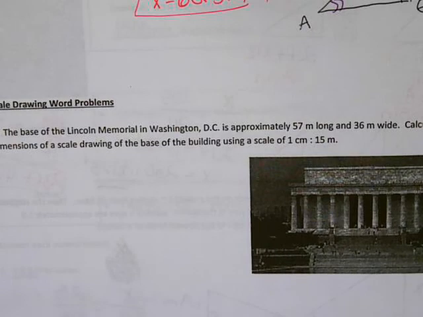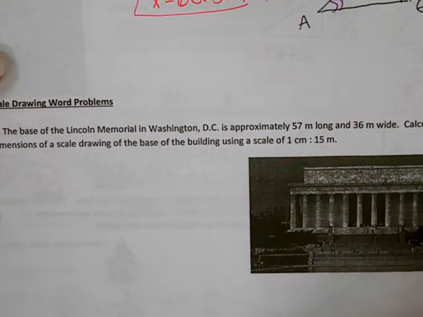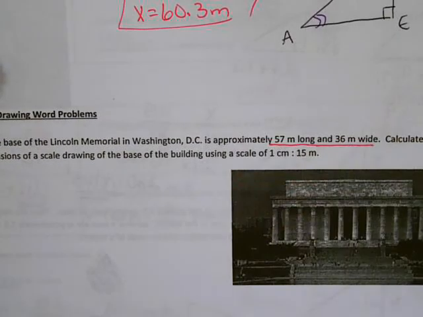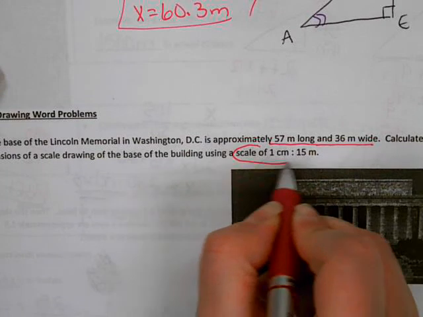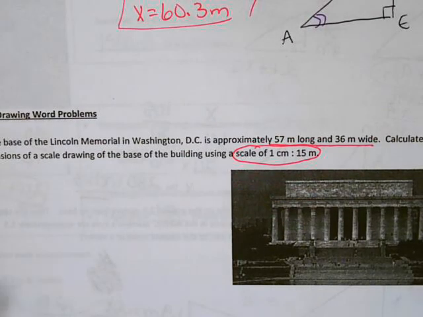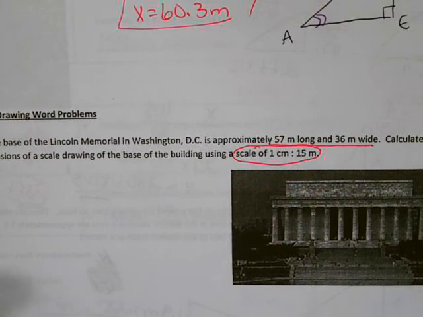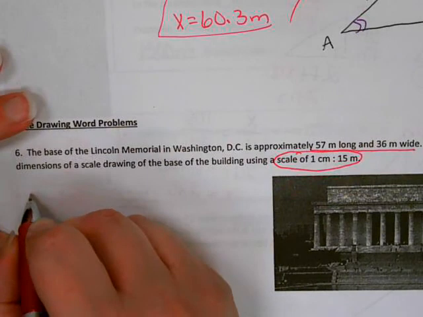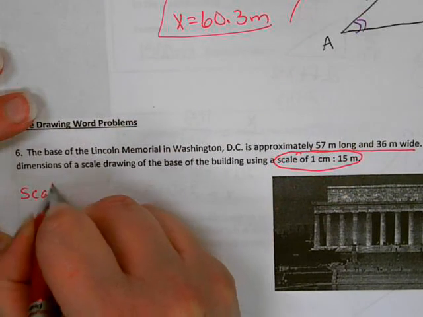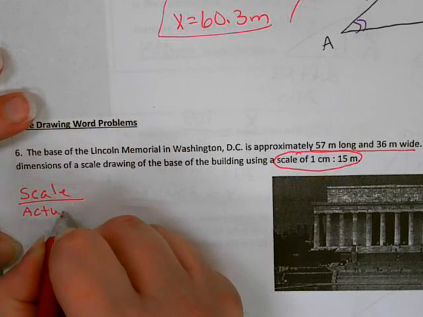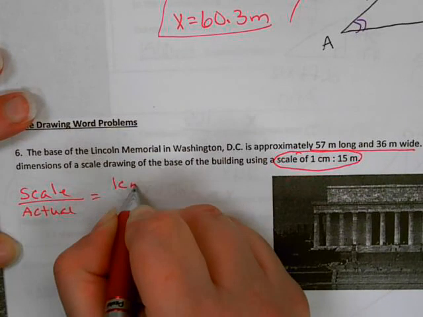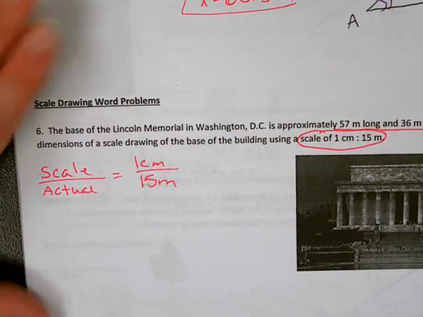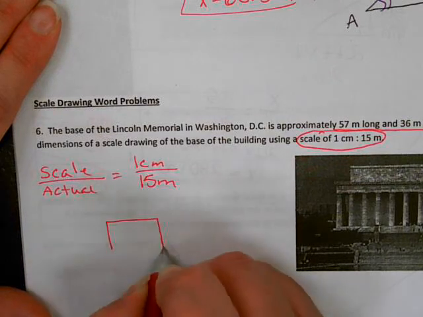All right, here we are talking about the Lincoln Memorial in Washington, D.C. And we've got a length and a width, and we're given a scale of 1 centimeter to 15 meters. So this is kind of like the problem with the map, right? Or like a blueprint. So I'm going to go over here, and the first thing I'm going to do is remind myself that the scale to the actual is simply 1 centimeter to 15 meters.